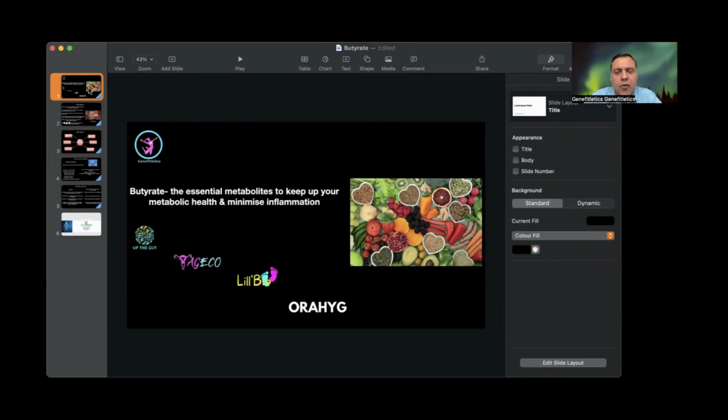Butyrate is one of the most essential short chain fatty acids, which plays a key role in various aspects of our health. And this is something produced by our microbiome.